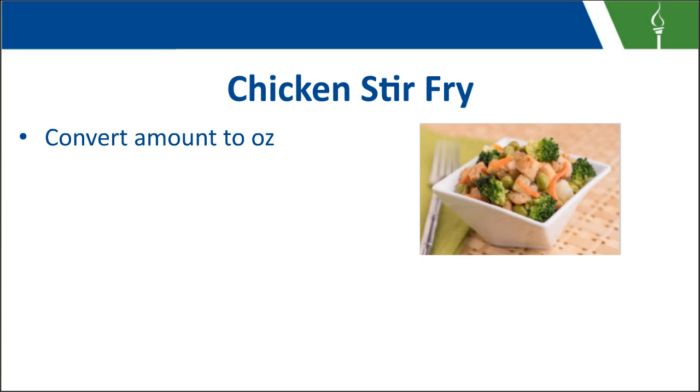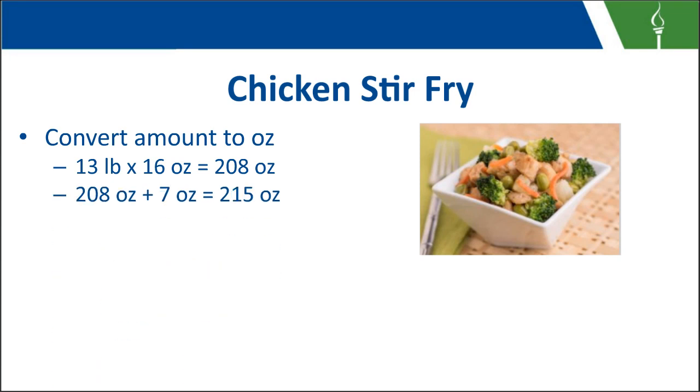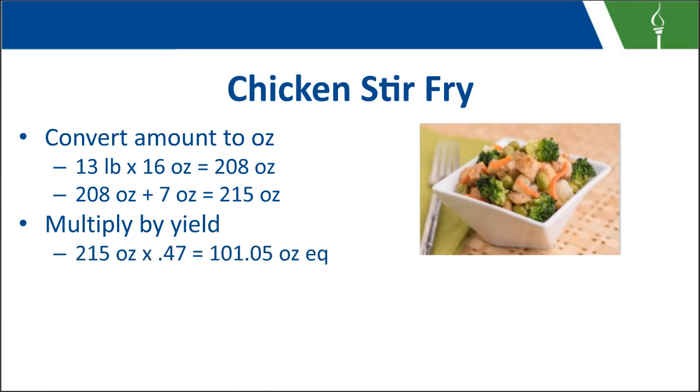So going through the exact same steps again, the first step is always to convert that amount to ounces. So we'll take the 13 pounds that the recipe calls for, multiply it by 16 ounces to give us 208 ounces. Add in the extra ounces that the recipe calls for, which was 7. So 208 plus 7 will give us 215 ounces of popcorn chicken for our recipe. Multiply that by the yield, which was 0.47. So 215 times 0.47 equals 101.05 ounce equivalents.